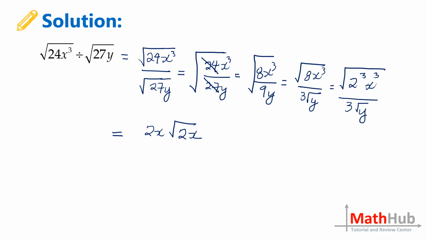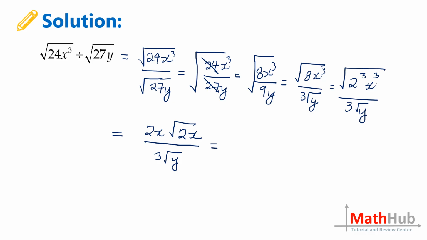So remember, what do we do with the exponents? If the exponent is bigger than the index, you divide the exponent with the index. So 3 divided by 2, you get 1, remainder 1. We just finish 3 square root of y.